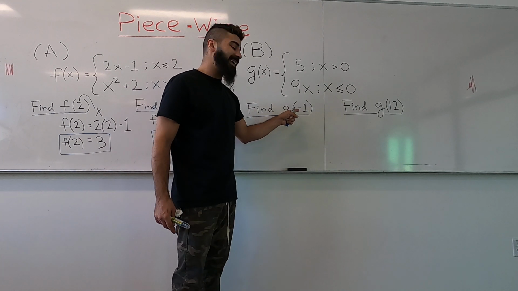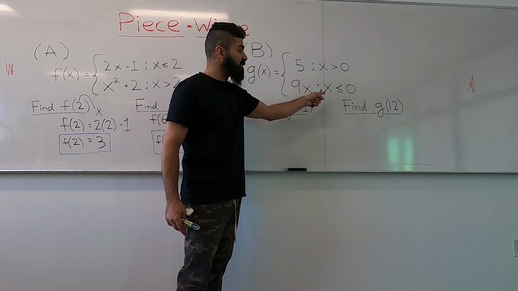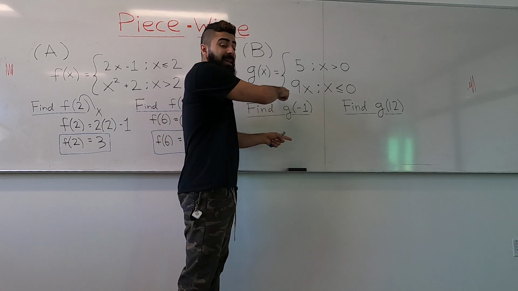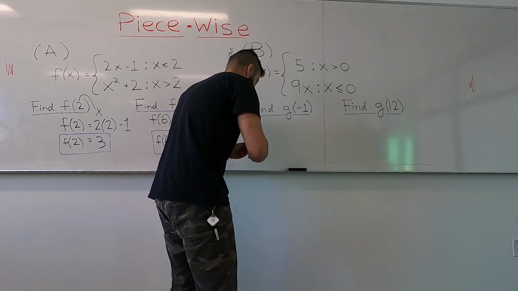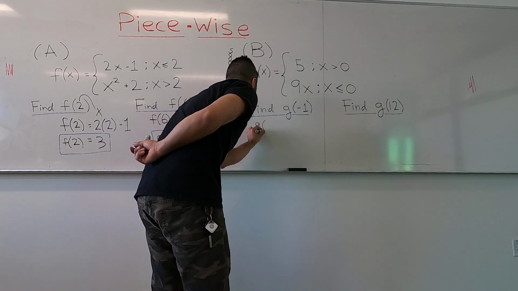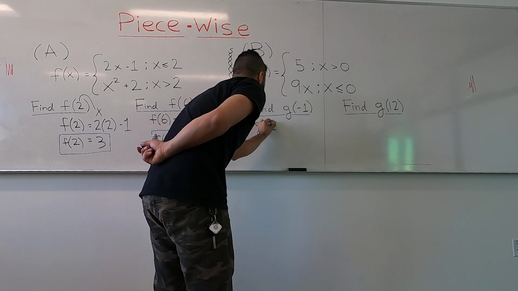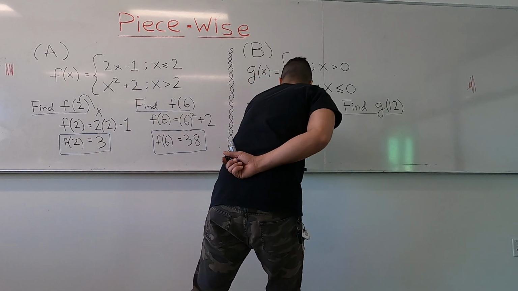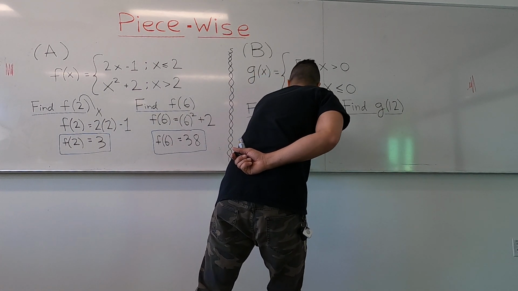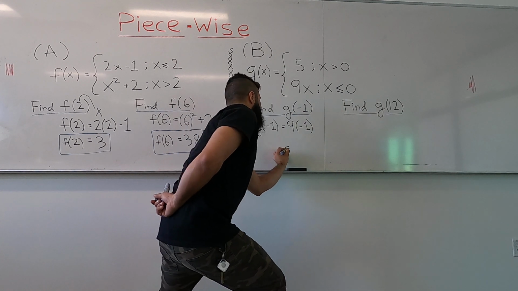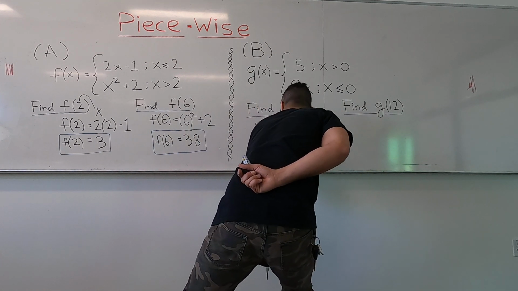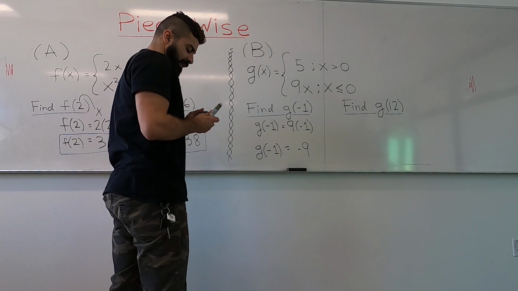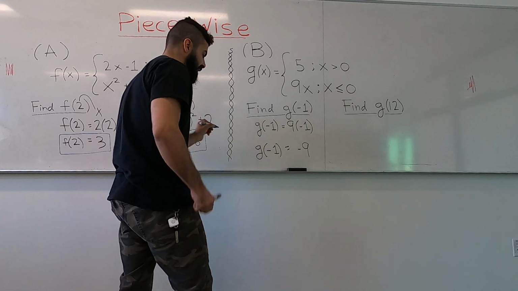So here the x is negative 1. Negative 1 is certainly smaller than or equal to 0. So we're going to use the negative 1 in the second equation. Let's see what we get. So we have g of negative 1 is equal to, well, just 9 times negative 1, which is equal to negative 9. So g of negative 1, for example B, is equal to negative 9.